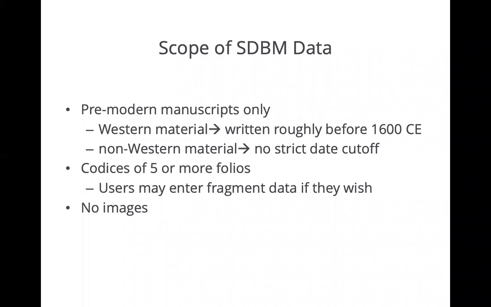And I know this is disappointing for a lot of people because everyone wants to actually see the manuscripts, but we don't have the capacity to store images. We have over 240,000 entries right now from over 14,000 sources, so there's no way we could store images for all of those. We do link to them when they're available, so you are able to find images sometimes through our data, but we don't store them ourselves.